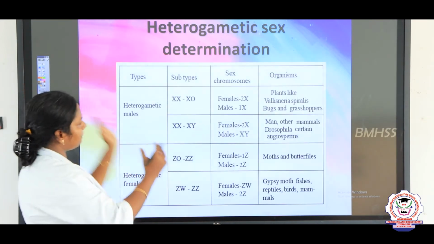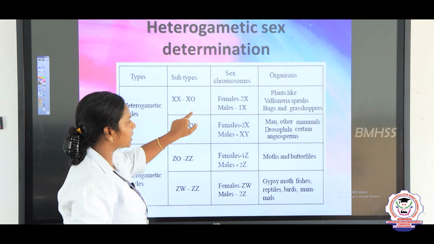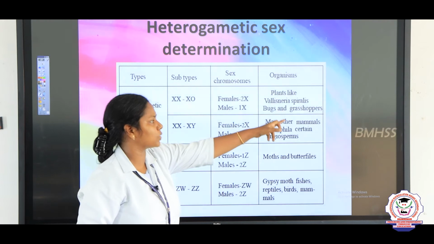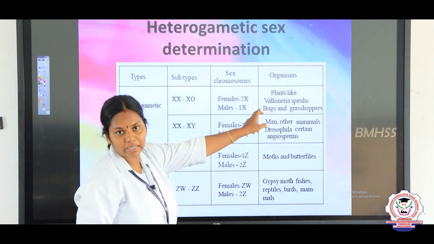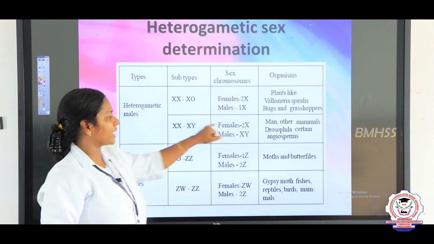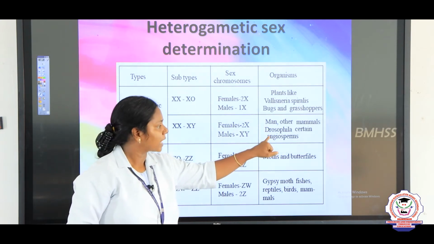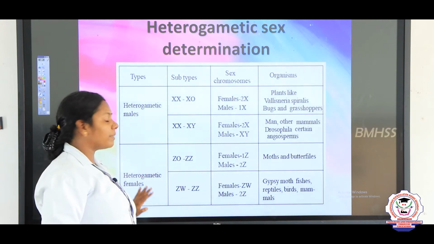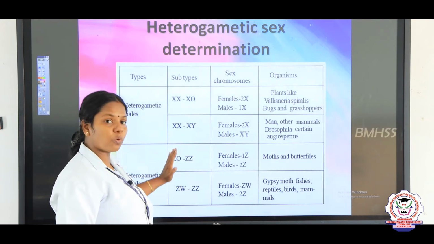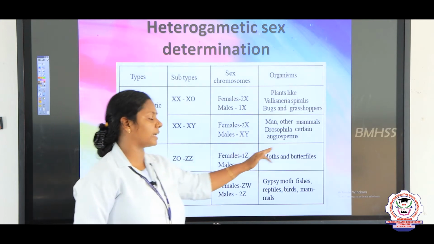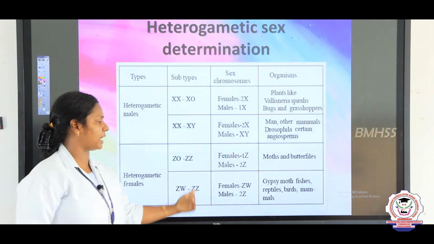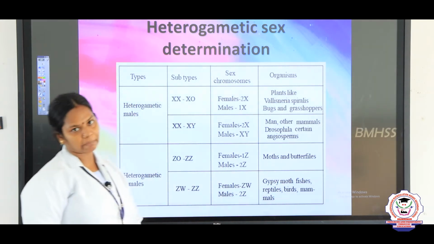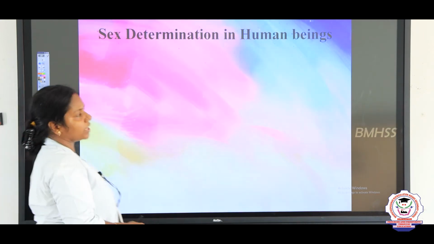So now let us compare all the types, children. XX, XO type in heterogametic males we can see in bugs and grasshoppers and in plants like Vallisneria. It's a water plant. XX, XY we can see in men and Drosophila, and in the plants angiosperms. Heterogametic females: ZO, ZZ we can see in moths and butterflies, and ZW, ZZ we can see in gypsy moth, fishes, reptiles, birds and some mammals.